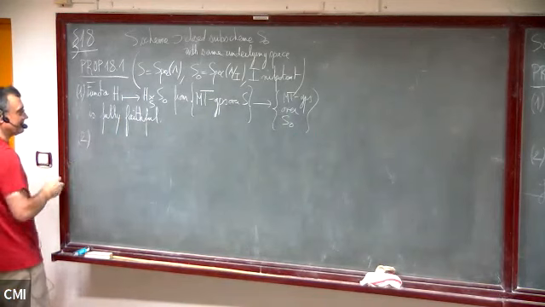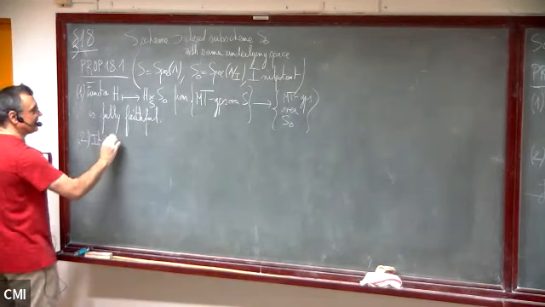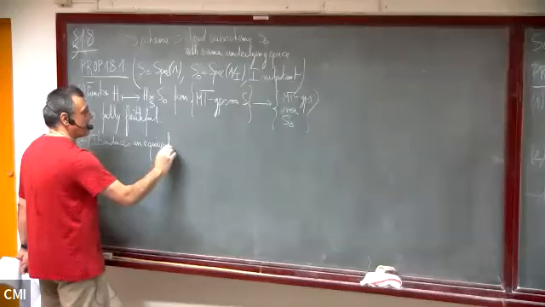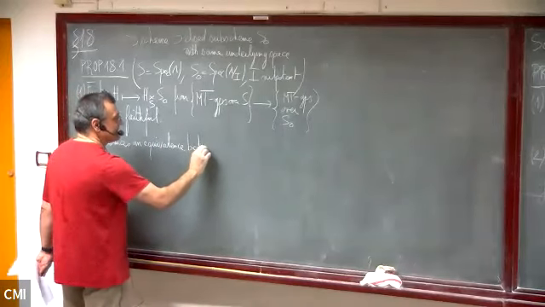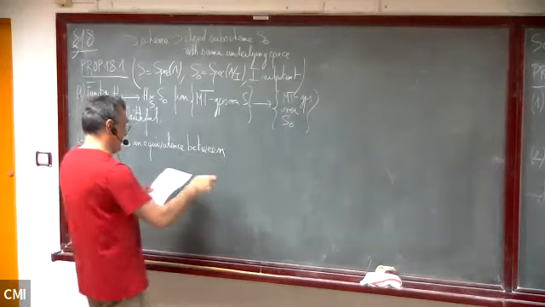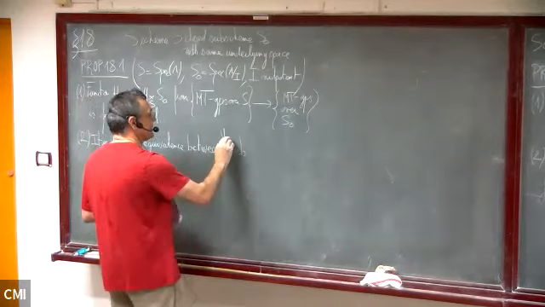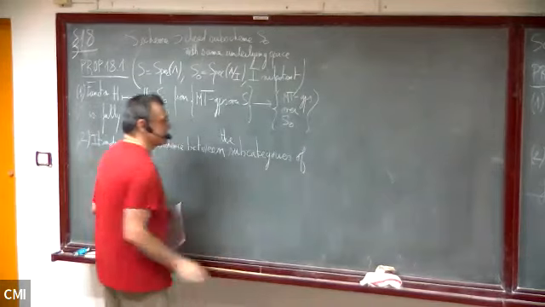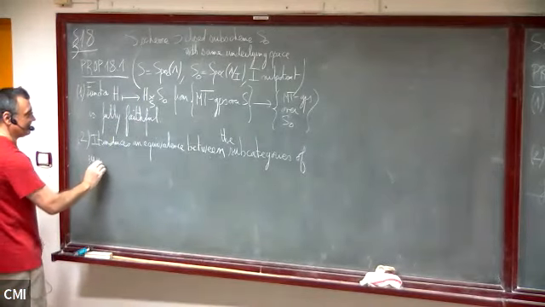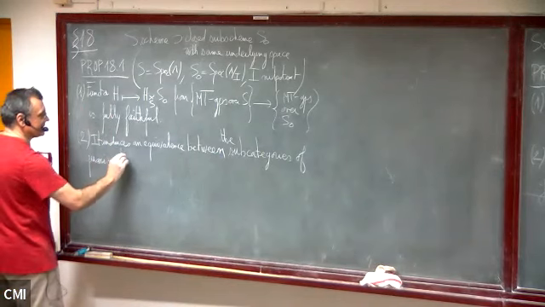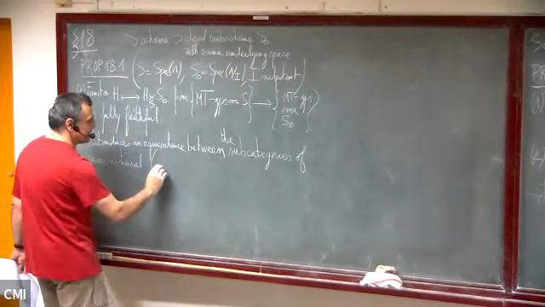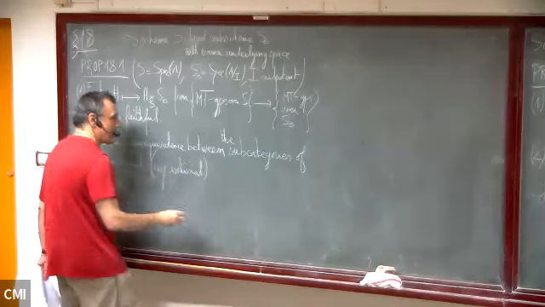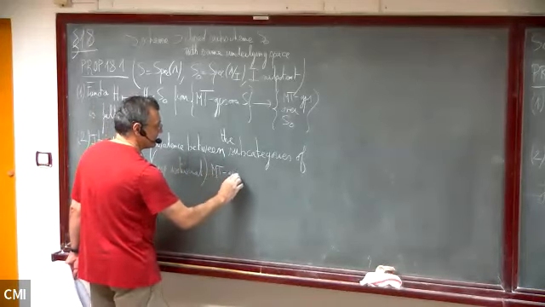And secondly, it induces an equivalence between the subcategories of quasi-isotrivial, respectively, isotrivial groups of multiplicative type.